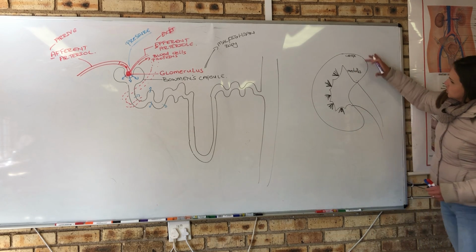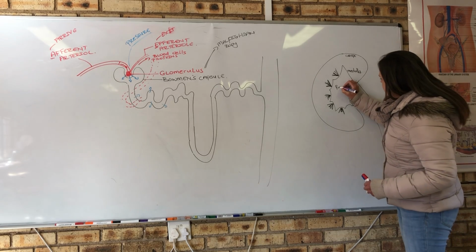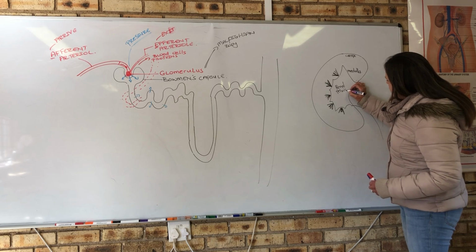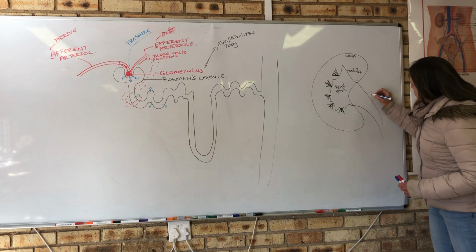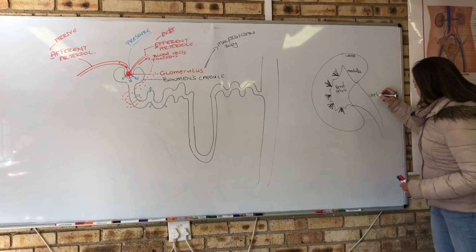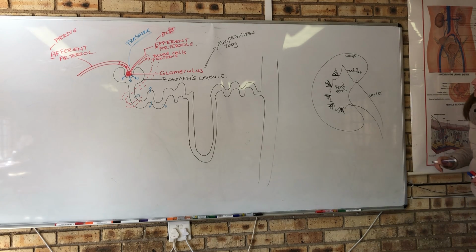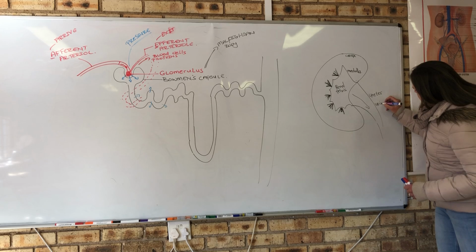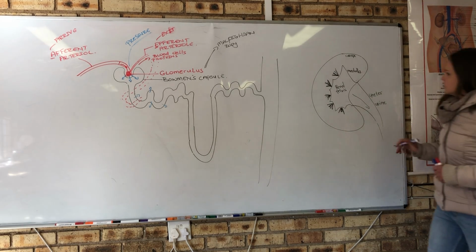Okay? So we've got cortex, we've got medulla, we've got this area here called the renal pelvis. And the renal pelvis connects to this tube here. This is called the ureter. The ureter basically transports urine from the kidney, so urine is going to be transported down and get to the bladder. So just reference in terms of what we're looking at.